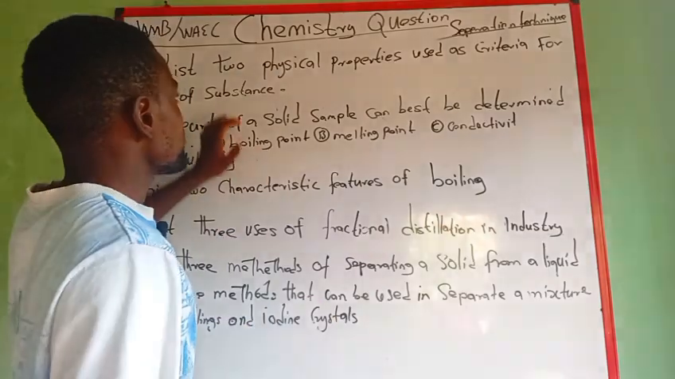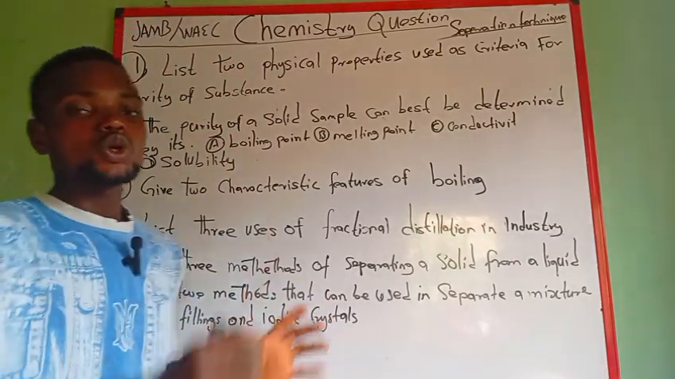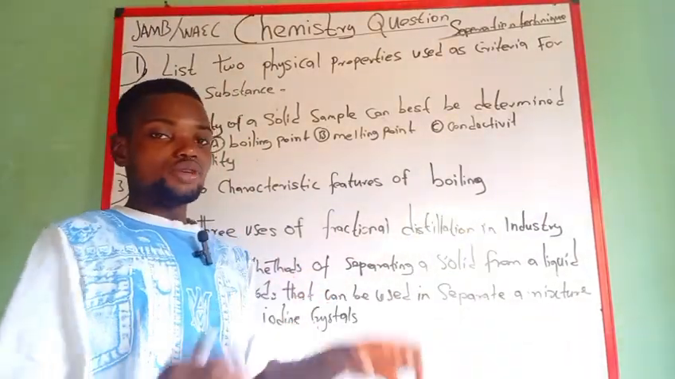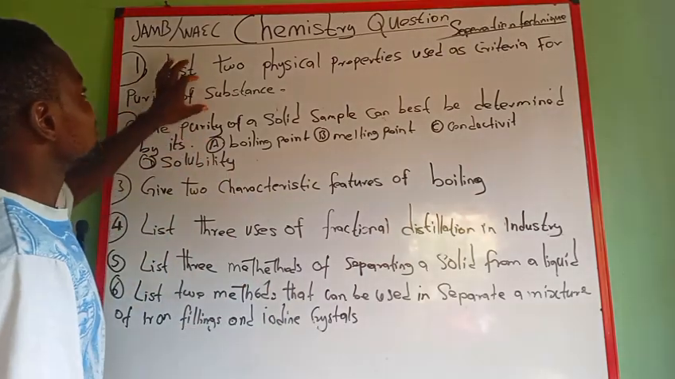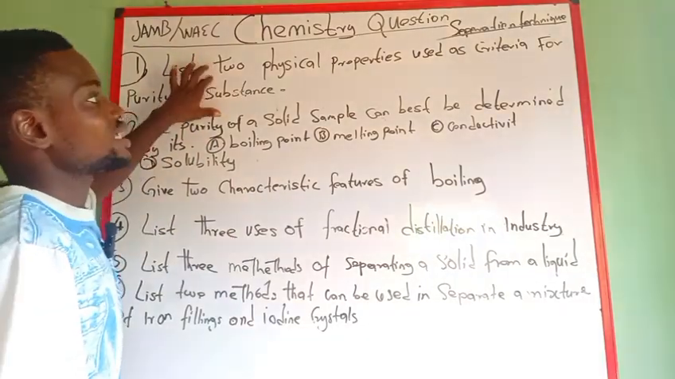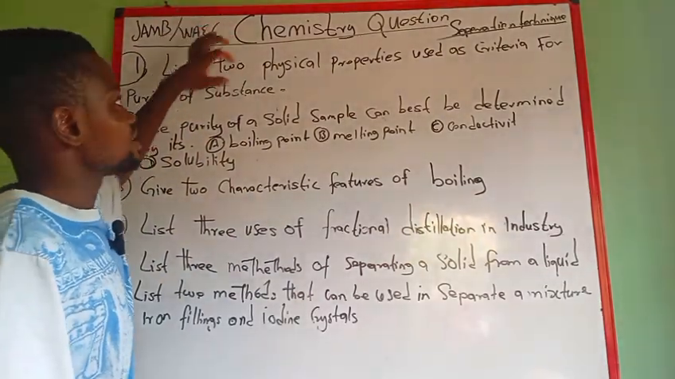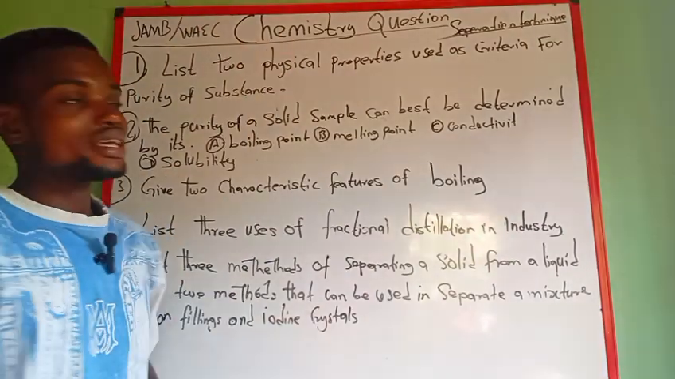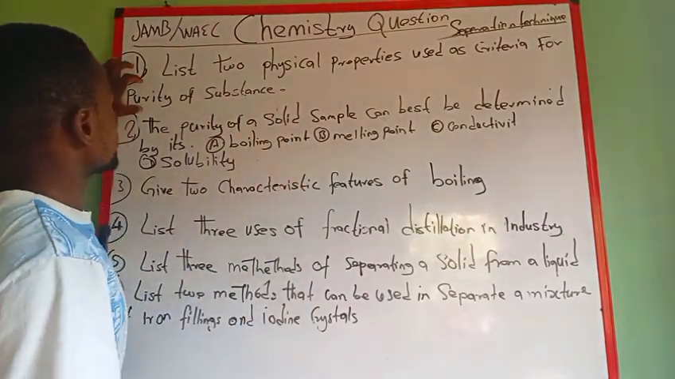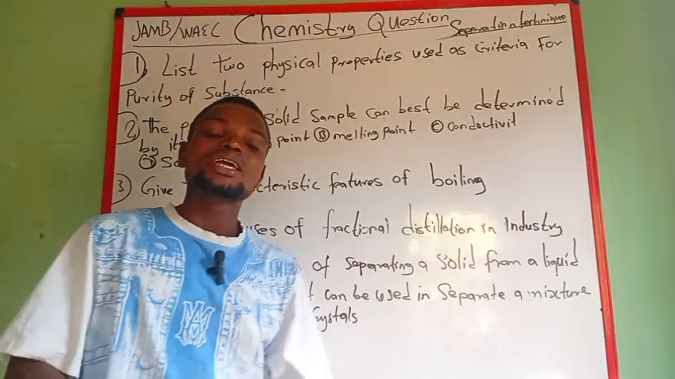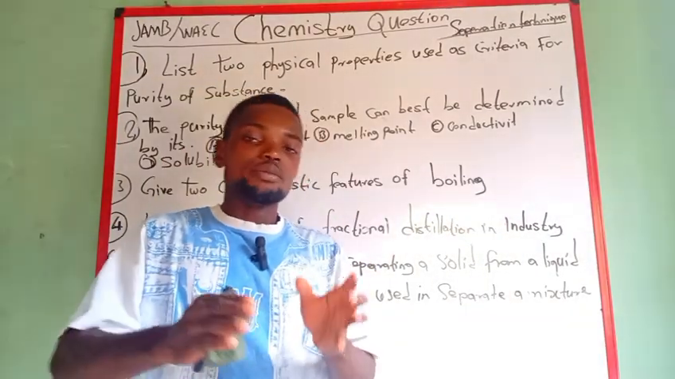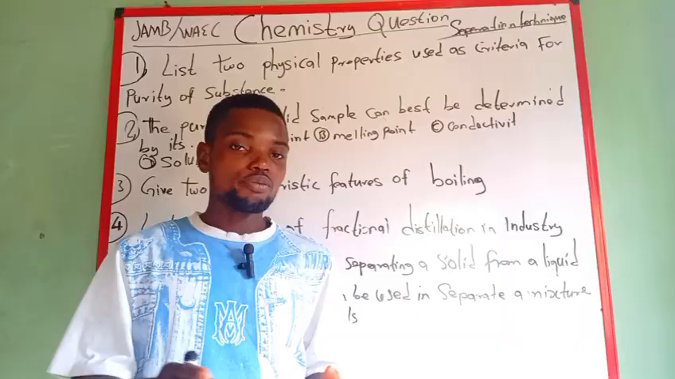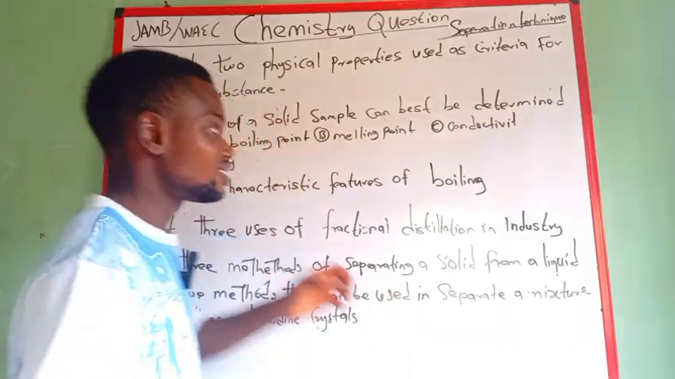What we are talking about here is that before you can separate a mixture, you should be able to know the physical or chemical state of those substances. So the criteria that we use for the purity of a substance: number 1 is the melting point, number 2, the boiling point, number 3, the freezing point, and the last one, the density.